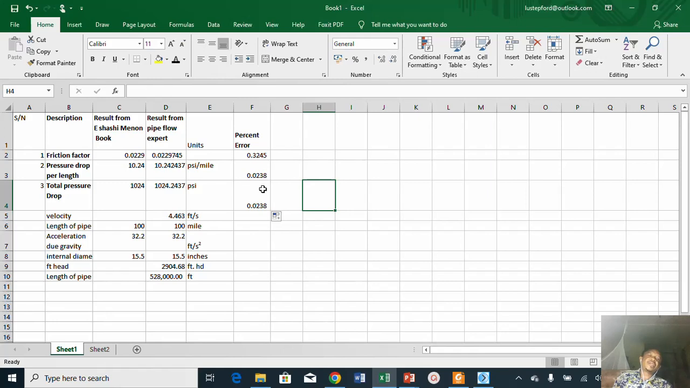You see, the hand calculation and that of the software is close. So it's very close. So there is not much error. The error is not up to 1%.